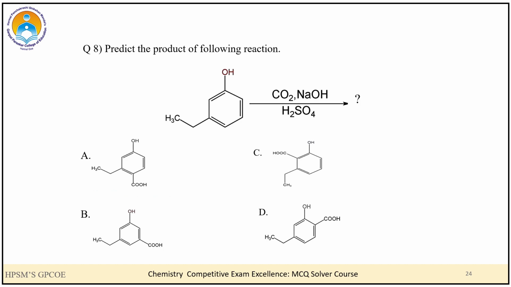Moving on to the last question, that is question 8. Predict the product of the following reaction. So here reaction is given wherein there is a reactant which is then reacted with reagents like carbon dioxide and sodium hydroxide in presence of acid, that is sulfuric acid. And options given are as mentioned.